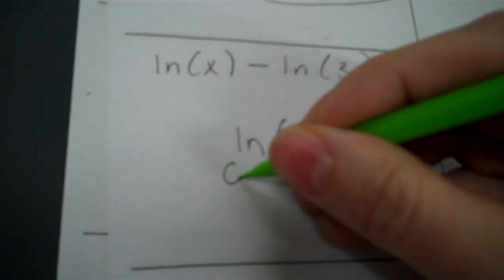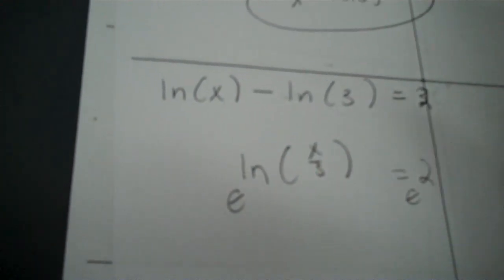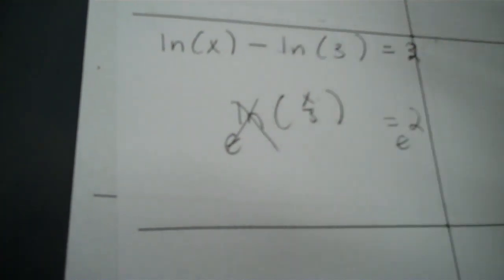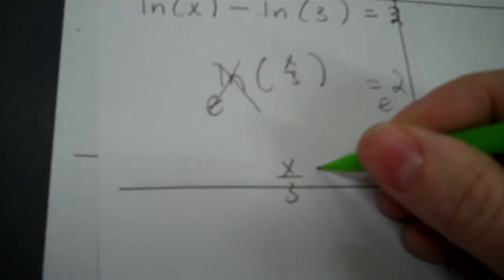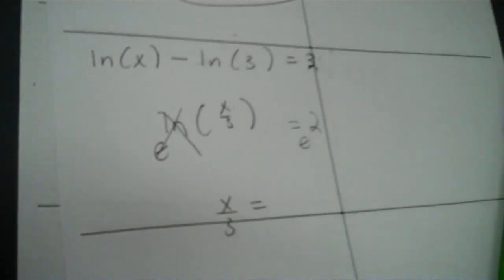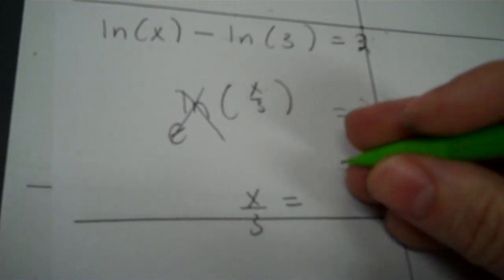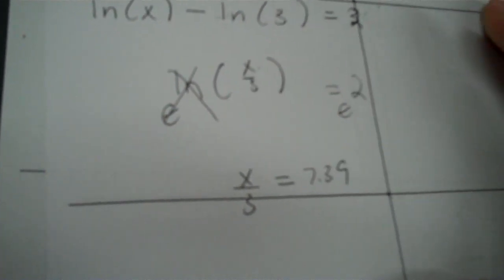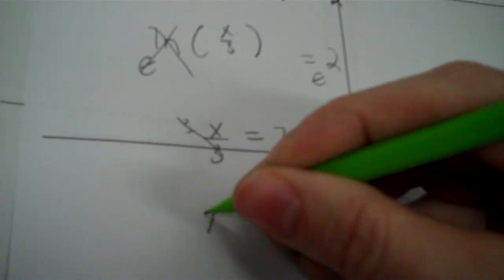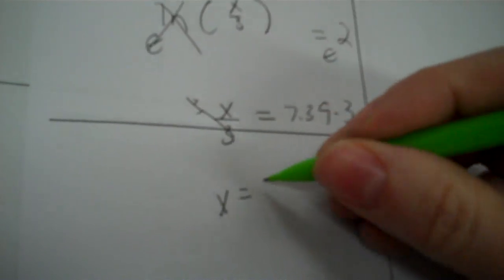Now to get rid of Mr. ln, you take e, but the e is a base. It's not like the other one. So those cancel, and we have the expression x divided by 3. That's equal to e to the second. Okay, e to the second is 7.39. I times both sides by 3. So 7.39 times 3 is going to be 22.17.